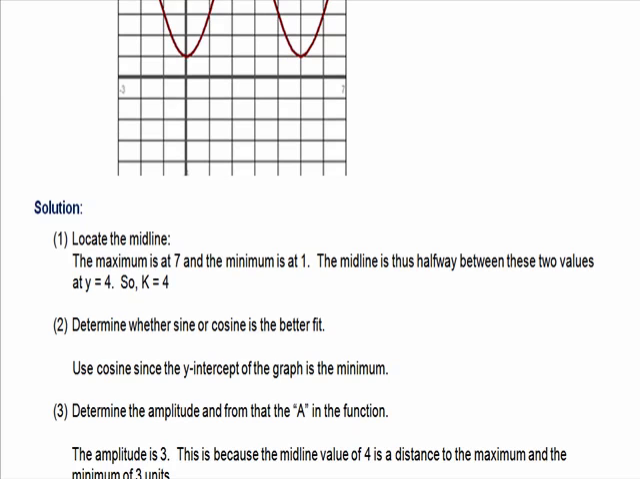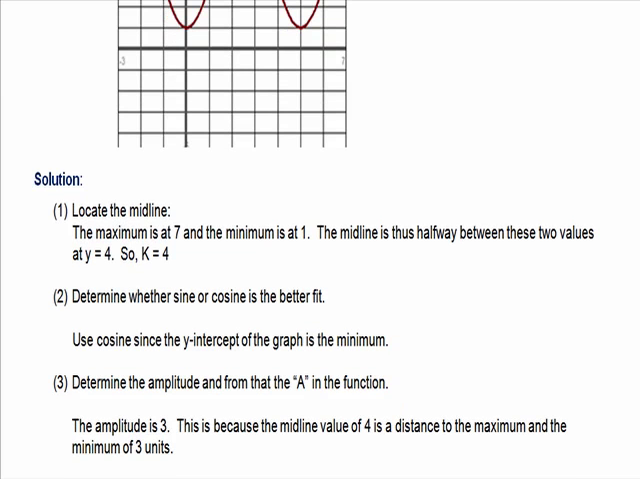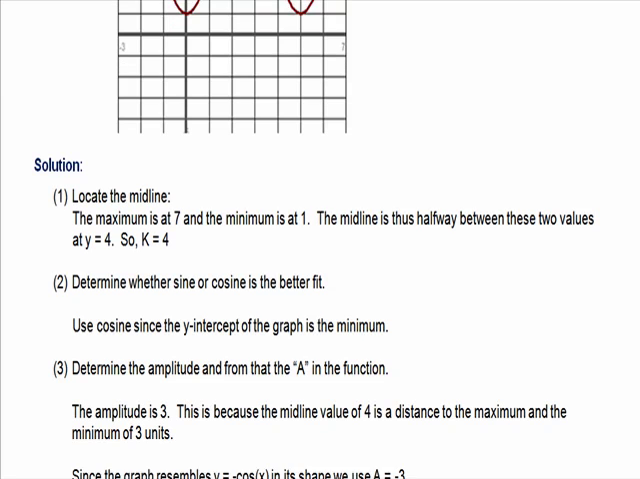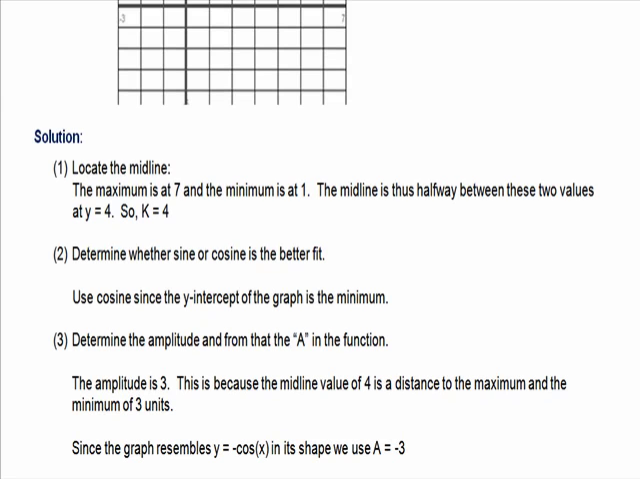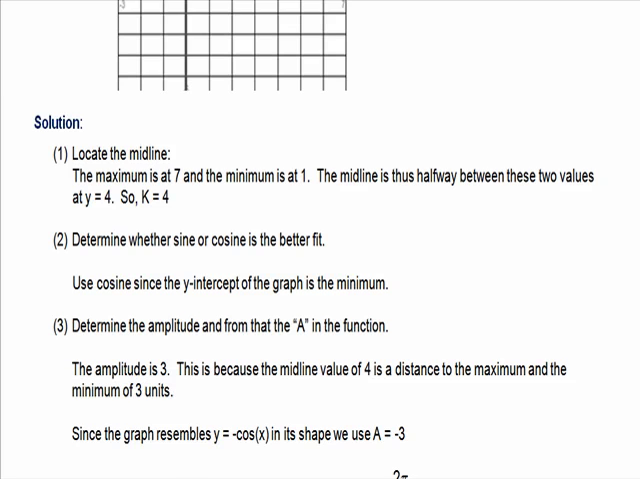So step 3, we determine the amplitude. And remember we said the maximum was 7, and we said that the midline's 4, so the amplitude has to be 3. Right? And again, that's because the midline was 4, and then our distance to the maximum was 3 units. Now notice the graph looks like a cosine function reflected. It looks like one turned upside down. So it resembles minus cosine x in its shape. And so instead of using a 3 in front of the cosine function, we're going to use a negative 3 because of that reflected view.